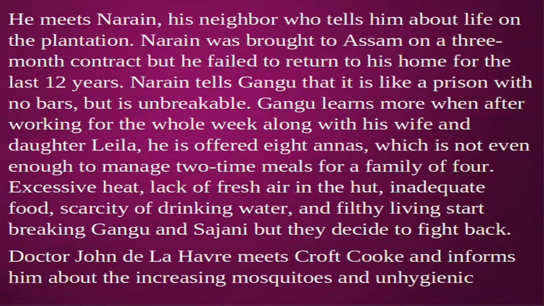Gangu learns more when, after working for the whole week along with his wife and daughter Leila, he is offered 8 annas, which is not even enough to manage 2-time meals for a family of 4. Excessive heat, lack of fresh air in the hut, inadequate food, scarcity of drinking water, and filthy living start breaking Gangu and Sajani, but they decide to fight back.